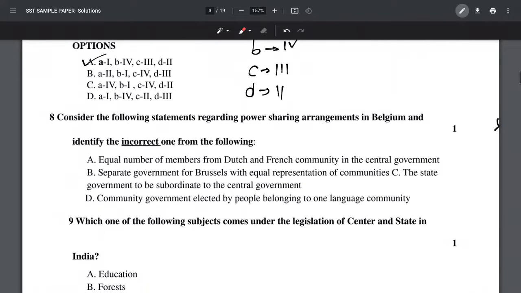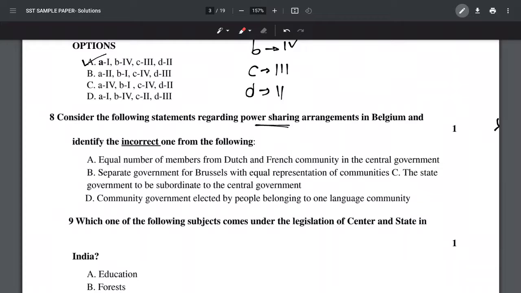Next question is, consider the following statements regarding power sharing arrangements in Belgium and identify the incorrect one. So they have given us a few statements regarding power sharing in Belgium and we have to identify the incorrect one.